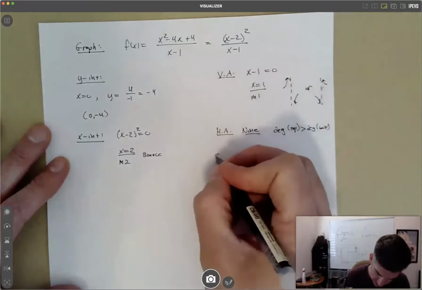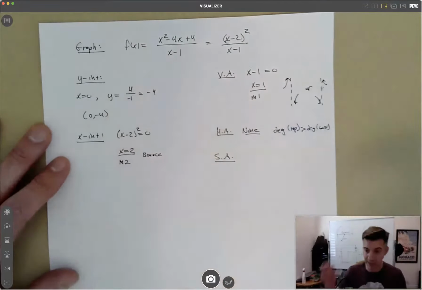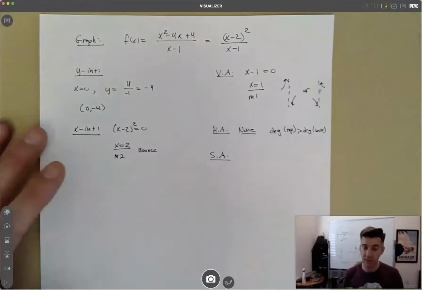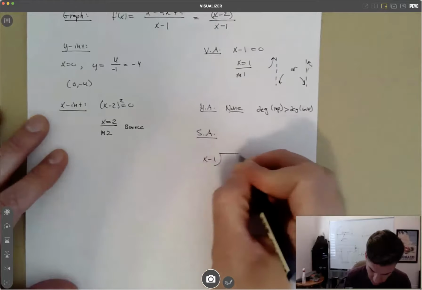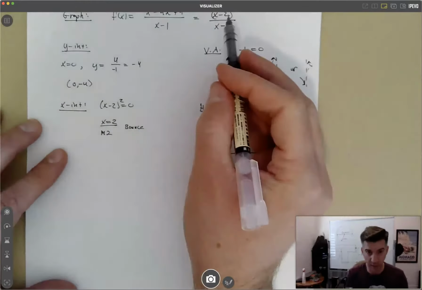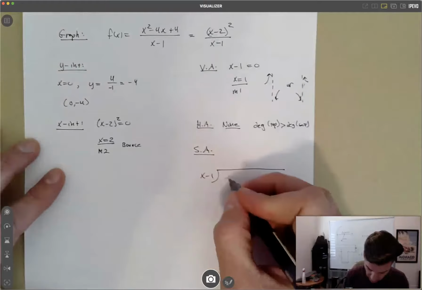We do have a slant asymptote because the degree on top is exactly 1 larger. And to find the slant asymptote, we're going to have to do the polynomial division. So we're going to do x minus 1 into, you definitely don't want the factored form. You want the unfactored form, x squared minus 4x plus 4.